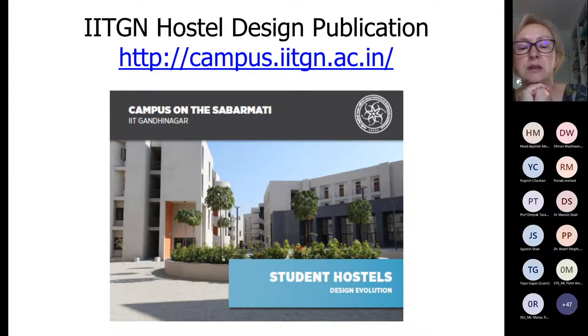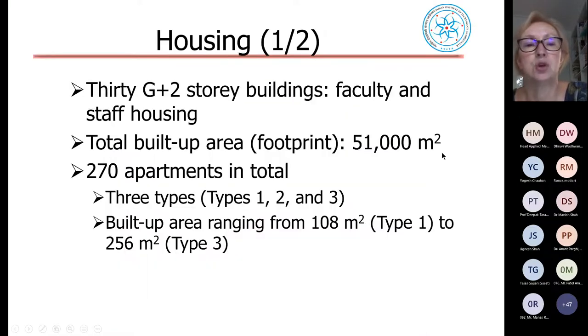This may be more interesting to architects, but I think it is interesting to everybody. There is a separate publication which I'll mention later about the construction of the campus, which I would definitely suggest you download. Some printed copies are available from IIT Gandhinagar, but I think you can download the electronic copies. For housing, as I said, initially 30 G plus two story buildings were constructed.